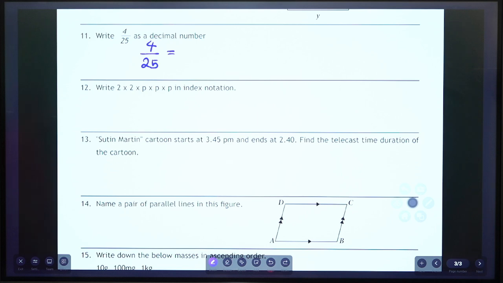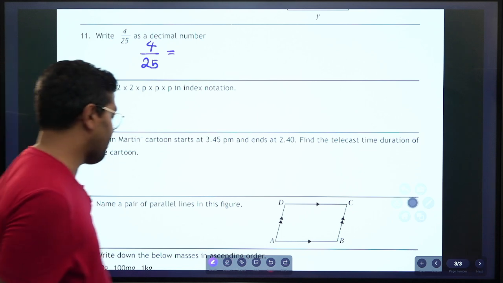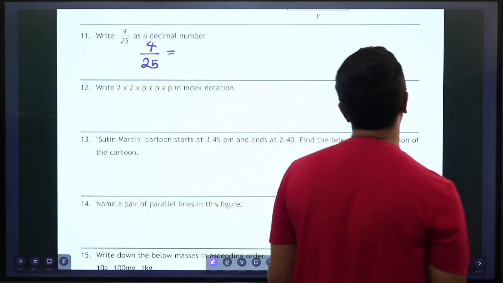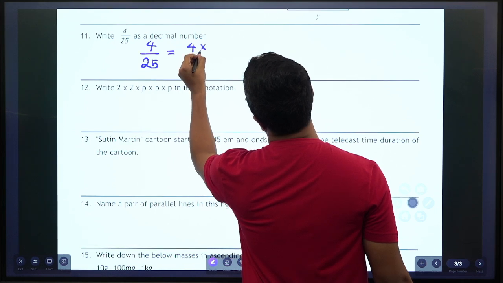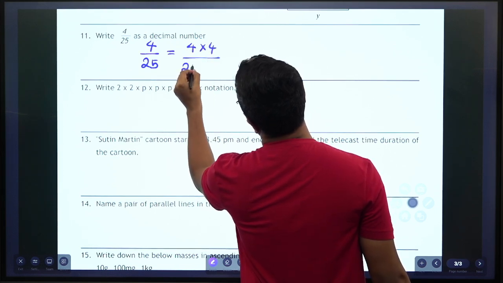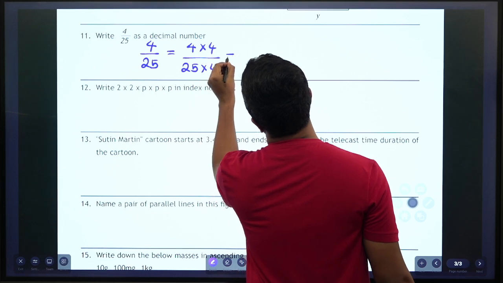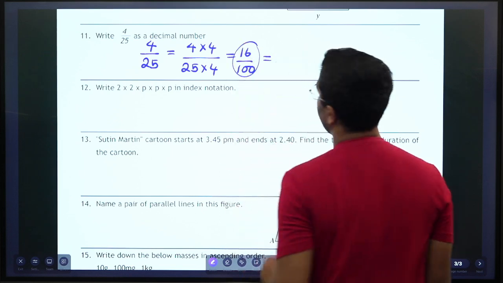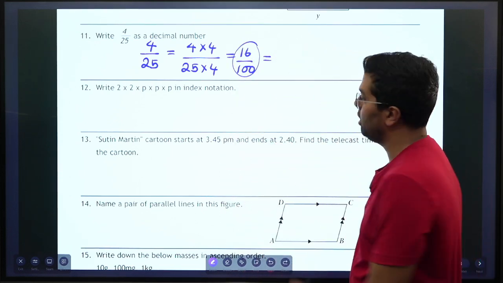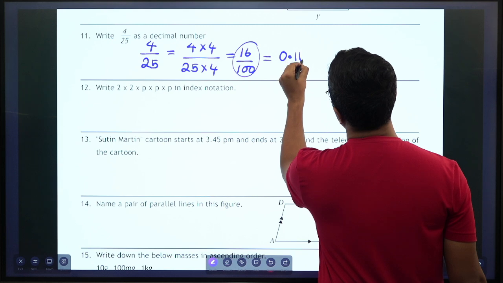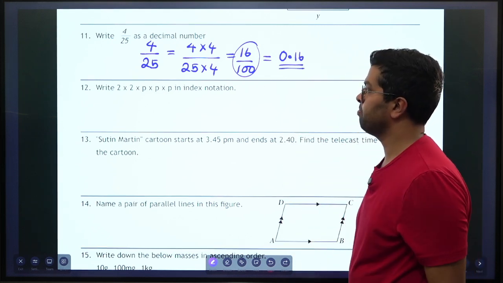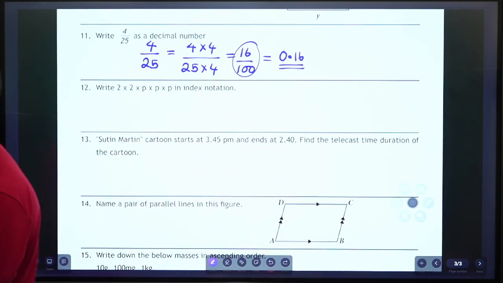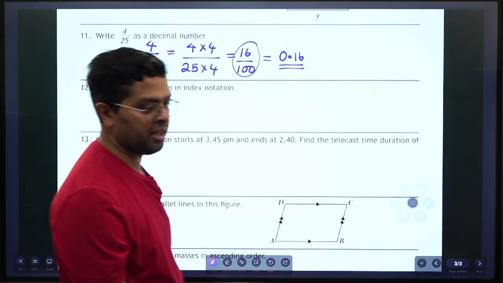A fraction where the denominator equals 100. Simply what we have to do is multiply both the numerator and the denominator by 4. So you are multiplying 4 by 4 and then 25 by 4. 4 into 4 is 16. 25 into 4 is 100. This fraction is very easy for us to convert into a decimal number. The answer is 0.16. Is that correct? Right, so let's do the answering for this question like that.